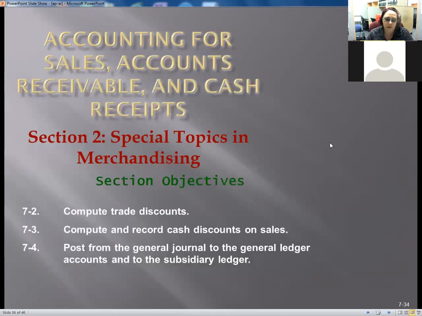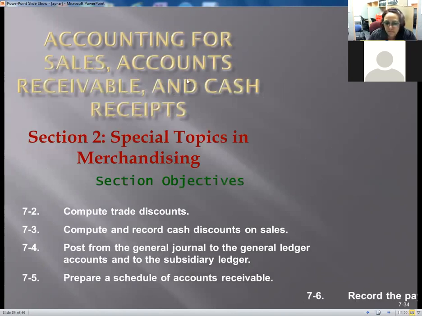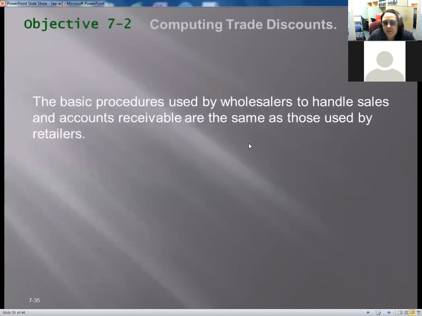All right, section 2, the objectives. The objectives: compute trade discounts, compute and record cash discounts and sales, and you need to post the general ledger, the general journals you do. And prepare a schedule of accounts receivable. And that's just kind of like accounts receivable aging. Record the payment of sales tax.